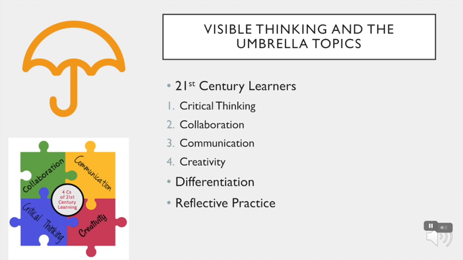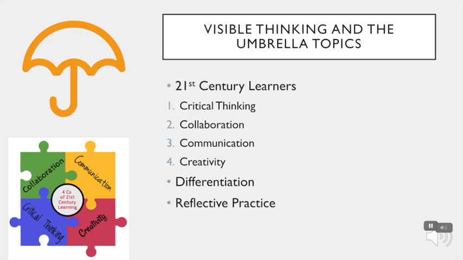So how does visible thinking express the umbrella topics? So we all know that the three umbrella topics are 21st century learners, differentiation, and reflective practice. So I just want to put this question out to you guys as well. How do you think visible thinking demonstrates these three umbrella topics? Yep, so personally I think that it kind of interacts with all three, so it has the capacity to anyway.